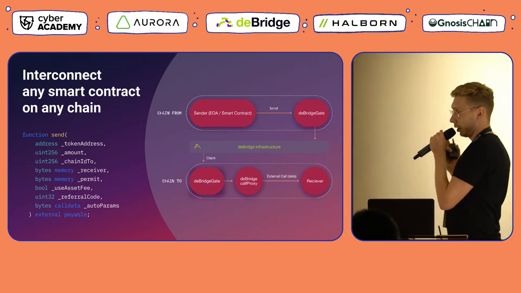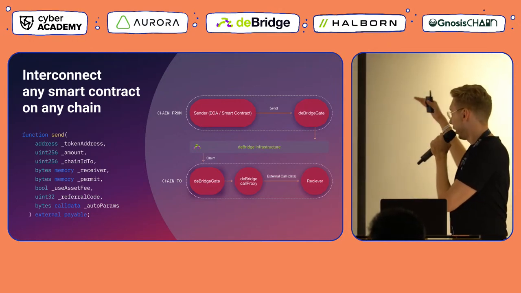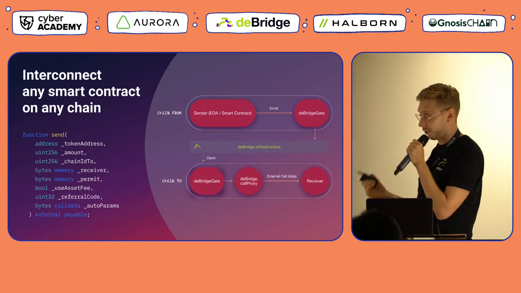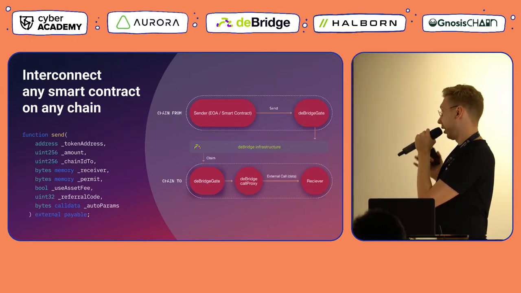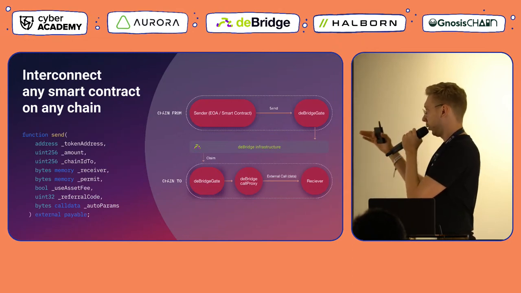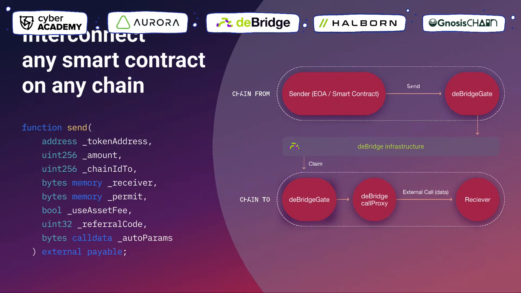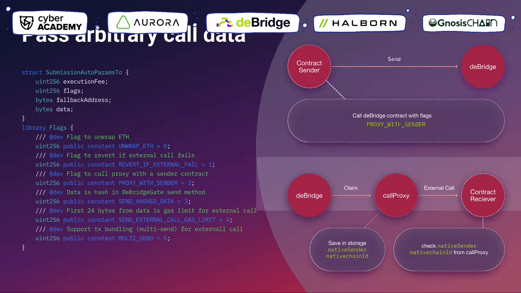And this is how the overall design looks. There is a sender that can be an EOA address or a smart contract that interacts with the deBridge gate smart contract. Then as soon as the transaction is final, deBridge infrastructure signs the identifier of the transaction and it gets executed on the destination chain. Here we can see the set of parameters. We can specify the token address, amount, ID of the receiving blockchain, etc. But the most important parameter here is the autoParams structure, because this structure allows passing an arbitrary message and also customizing the execution flow. On the destination chain, we have the call proxy, which just executes the data passed in the autoParams structure. And this is exactly how this structure looks.